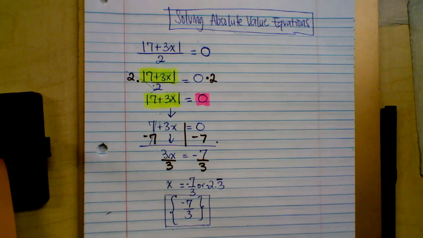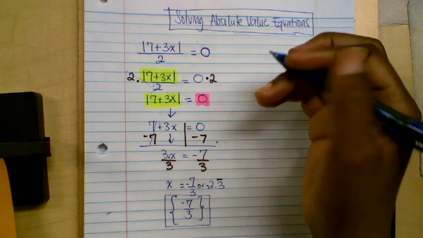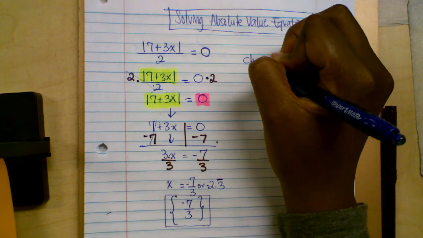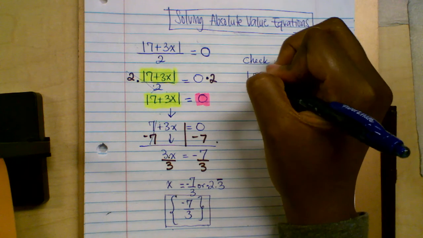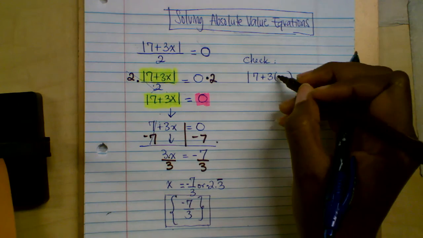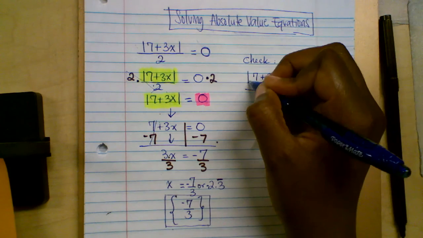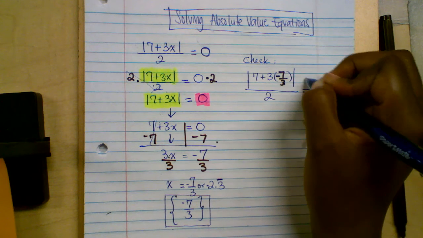Basically, negative 7 over 3 is the only number that makes this equation equal to 0, that will give us a distance equal to 0. If you want, you can check. You can plug in the number inside. So you have here negative 7 over 3, absolute value, divided by 2. Is it going to be equal to 0?